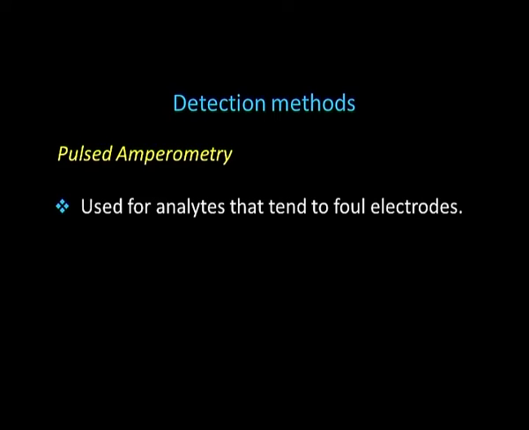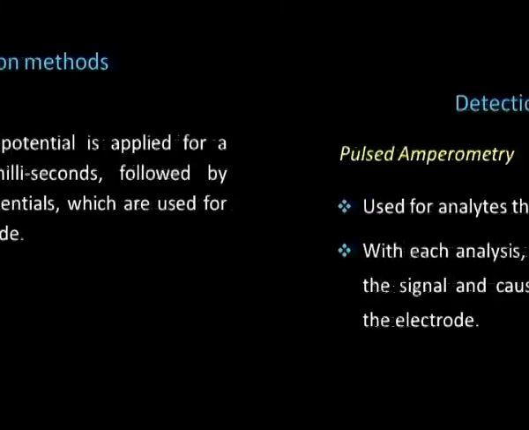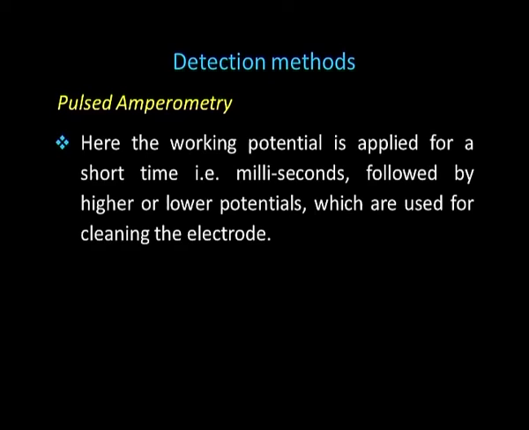In the case of pulsed amperometry, it is used for analytes that tend to foul electrodes. With each analysis, the fouled electrodes reduce the signal and cause a need for cleaning of the electrode. Here, the working potential is applied for a short duration, generally for milliseconds, followed by higher or lower potentials, which are used for cleaning the electrode. So, after each run, we have to clean the electrode because it is poisoned or fouled.